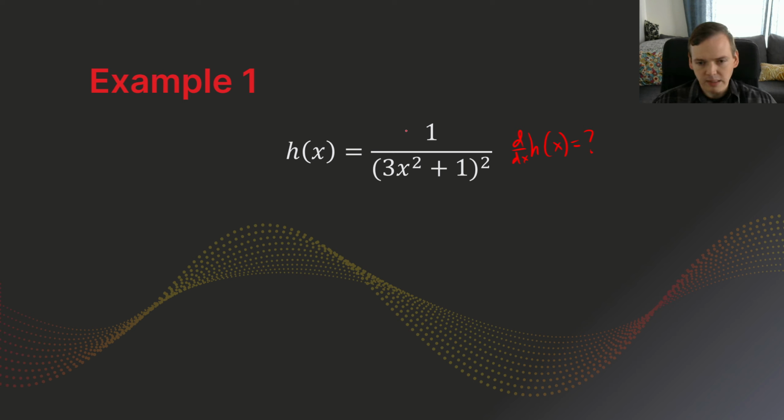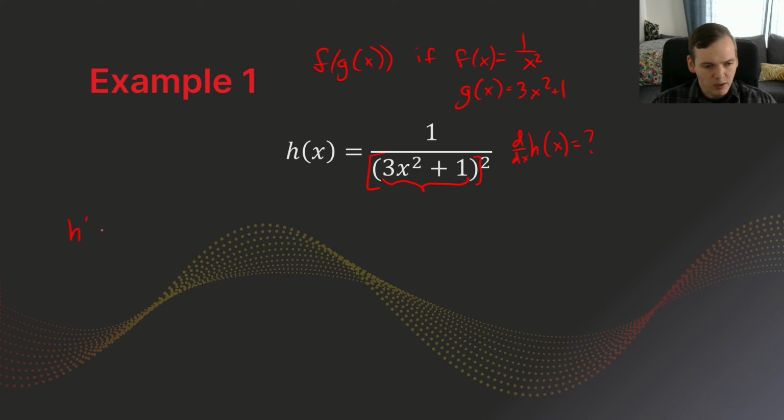Well, if we look at this, this is very similar to the function f of g of x, if f of x is equal to 1 over x squared and g of x is equal to 3x squared plus 1. In other words, you can see that we've got this outer function of 1 over something squared and then an inner function of 3x squared plus 1.